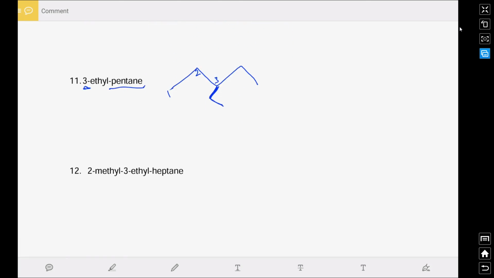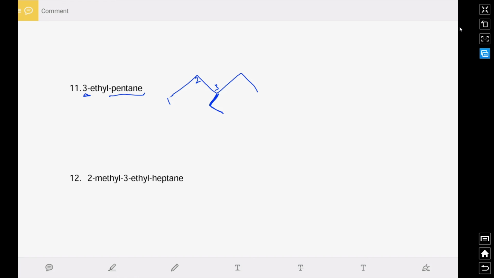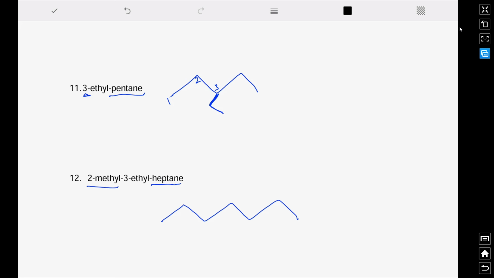One last one to do. 2-methyl, 3-ethyl heptane. So a heptane is 7 carbons. So 1, 2, 3, 4, 5, 6, 7. And then we have a methyl group on the 2. So that would look like that. And we have an ethyl group on the 3. And that will look like this. 1, 2. There you go. That is how we can draw structures for organic compounds, or at least for alkanes.